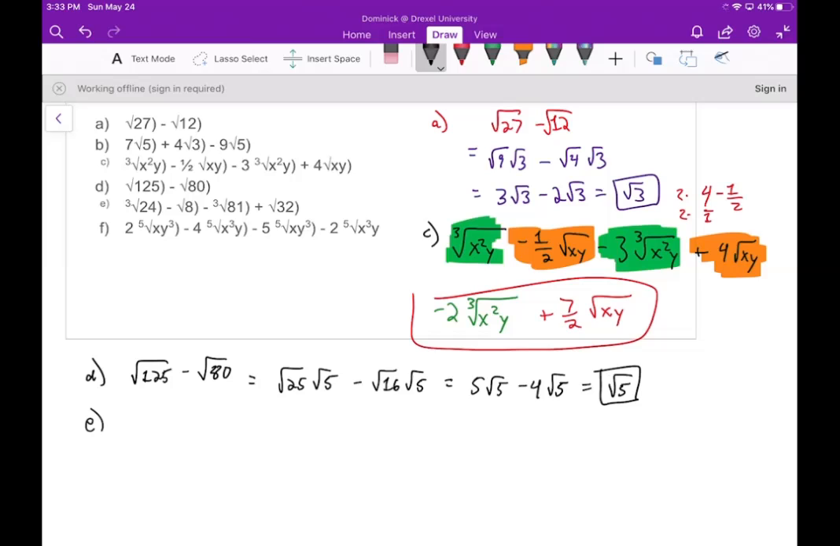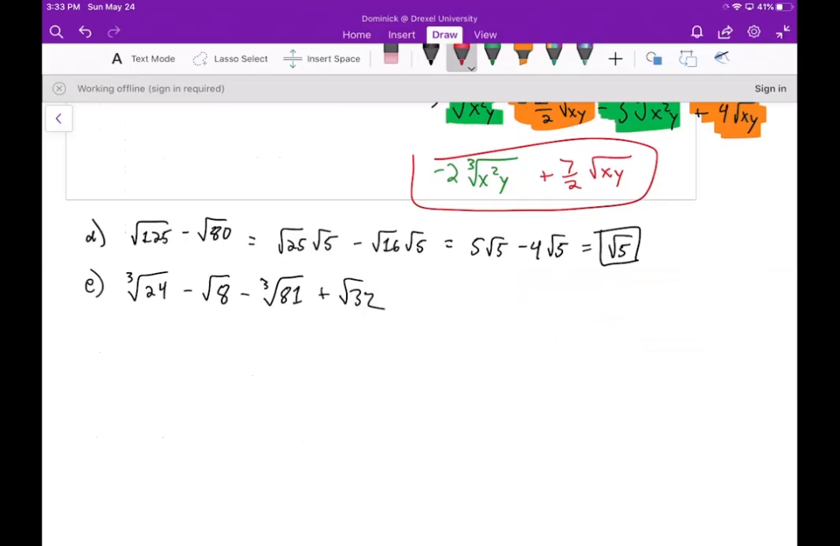Okay. Part E, we have a cube root of 24 minus square root of 8 minus cube root of 81 plus square root of 32. So it looks like for cube root of 24, we could use 8 and 3, since 8 is a perfect cube. 8 and 3, not 8 and 8. And that would give me a 2 cube root of 3. For square root of 8, we can think of that as square root of 4 times square root of 2. So that would give us a minus 2 square root of 2.